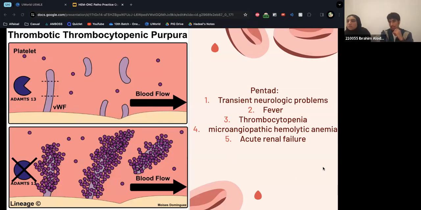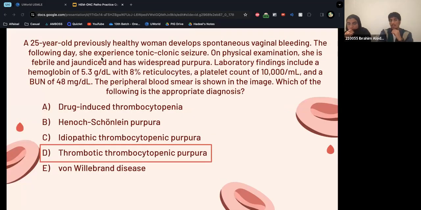Also, there is a pentad for TTP that was seen in this question. You have neurological problems, fever, thrombocytopenia, microangiopathic hemolytic anemia, which is going to show those schistocytes, and acute renal failure. Here we saw the neurological problems, the fever, the thrombocytopenia, and the acute renal failure. Those things should always push you towards TTP.